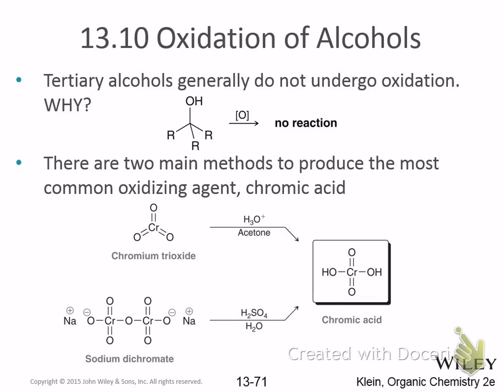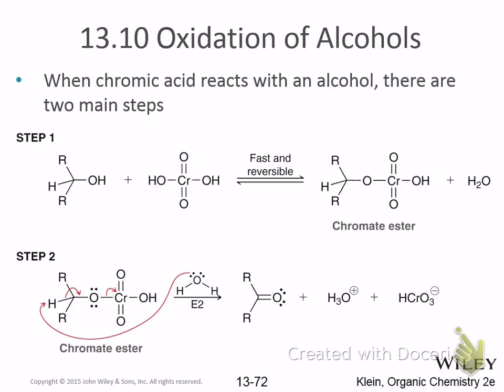Acetone makes chromic acid, or sodium dichromate with sulfuric acid makes chromic acid. So basically, when you see Cr and anything else, it's always this, okay? Okay. So this is what they show in the mechanism. All right, they show this.